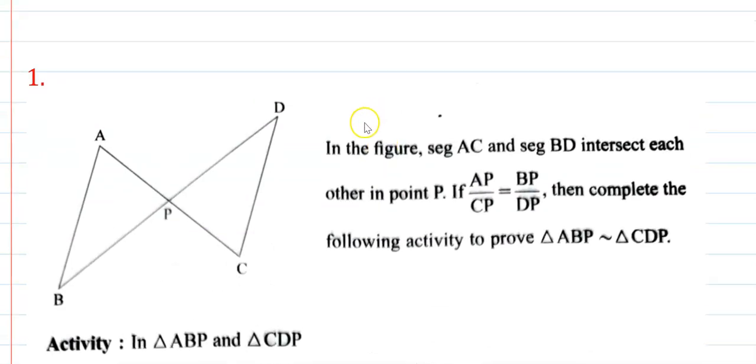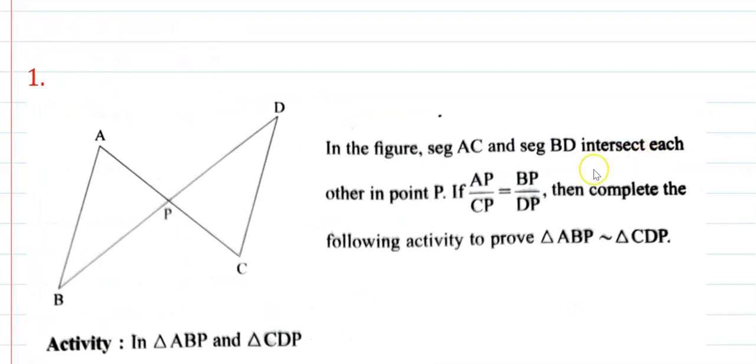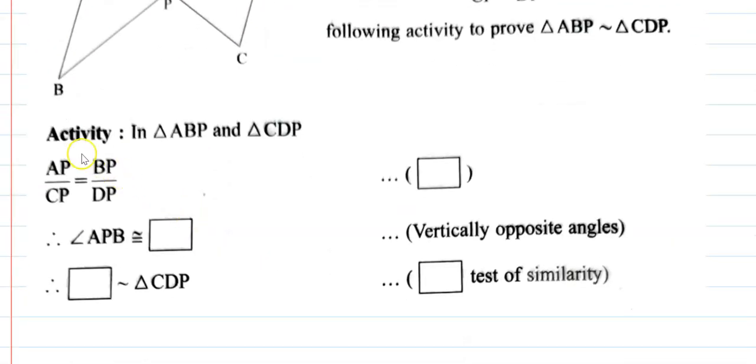Chapter number 1. In the figure, segment AC and segment BD intersect each other at the point P, and AP upon CP is equal to BP upon DP. Then complete the following activities to prove that triangle ABP is similar to triangle CDP. Now let us start the activity.